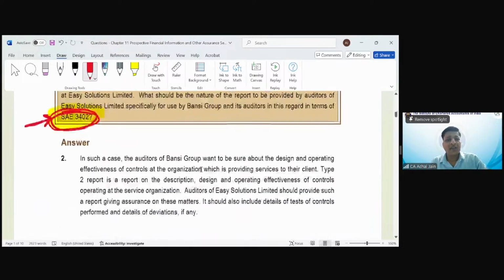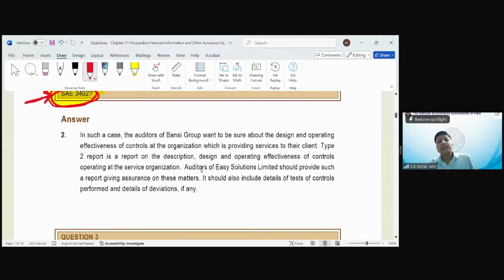So let's look at this. See, the auditors want assurance around what? Design and operating effectiveness of the controls.